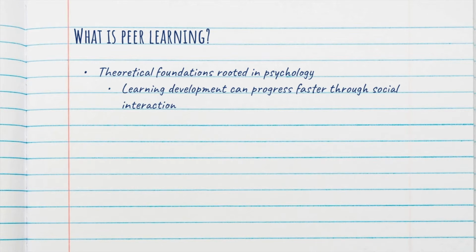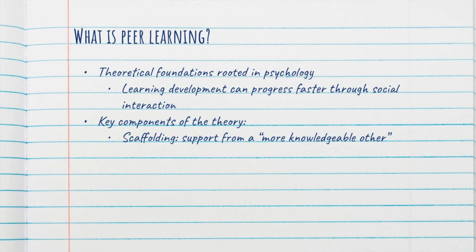Peer learning is not a new concept. It is deeply rooted in psychological theories, especially in those that address cognitive development. For example, Vygotsky's theory that learning development can progress faster through social interaction. There are several key components of this theory, such as scaffolding, or the idea of having a more knowledgeable other to support learning. Similar to the way scaffolding supports buildings, once the student's skills have developed sufficiently, the support is removed.